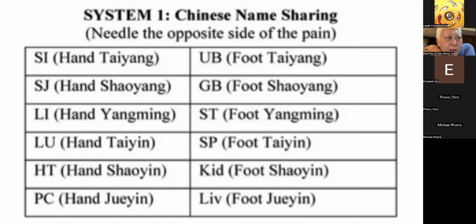Saan po nyo tutsukin? Liver 3 po. Nandoon ang sick area, on the right side. Using system 1? System 1, and then we go to system 2. Okay. Para malaman natin, using system 1, knowing that PC is your balancing meridian, what point will you needle?